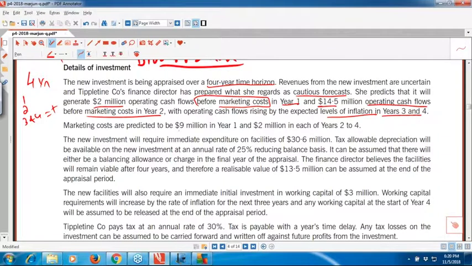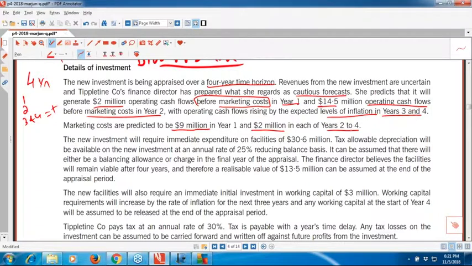It says the marketing costs are predicted to be $9 million in year one and $2 million in each of years two to four. So the operating cash flows are expected to rise with inflation, but there is nothing mentioned about whether the marketing cost is going to rise with inflation or not. That means if it is not mentioned here, the marketing cost is not going to be subject to inflation. Now, what next is there?